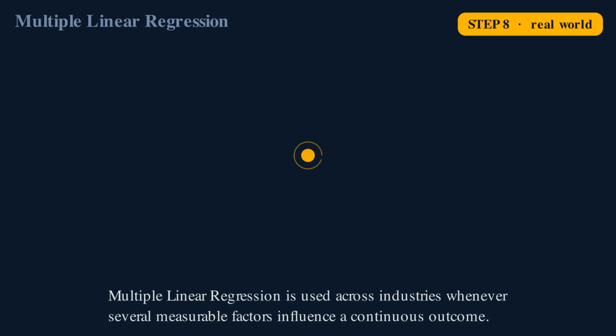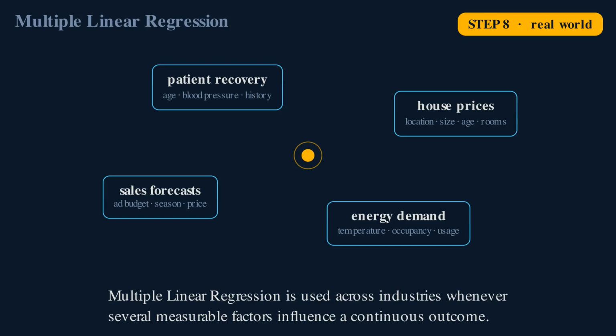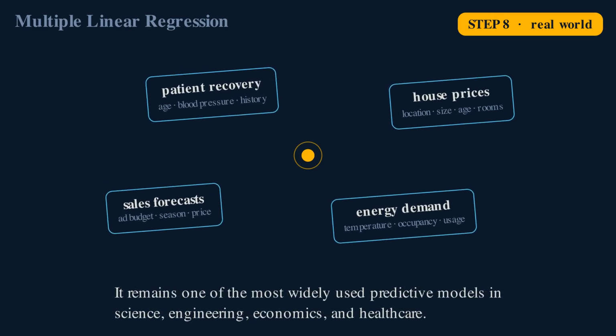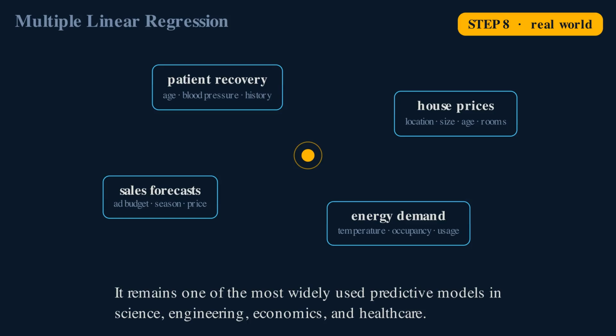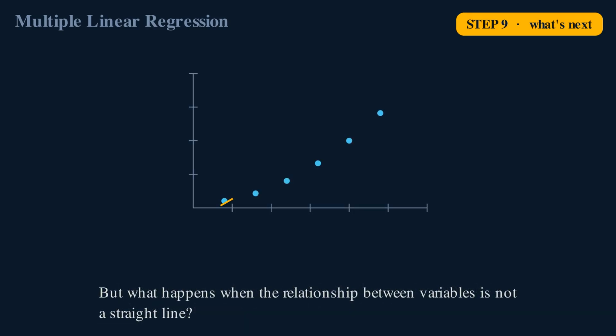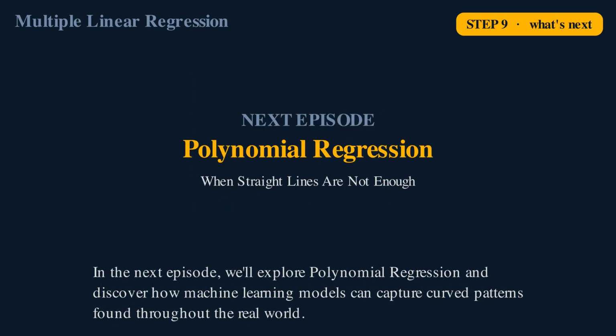Multiple linear regression is used across industries whenever several measurable factors influence a continuous outcome. It remains one of the most widely used predictive models in science, engineering, economics, and healthcare. But what happens when the relationship between variables is not a straight line? In the next episode, we'll explore polynomial regression and discover how machine learning models can capture curved patterns found throughout the real world.